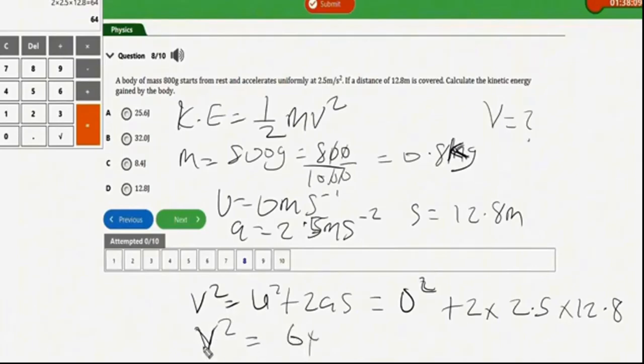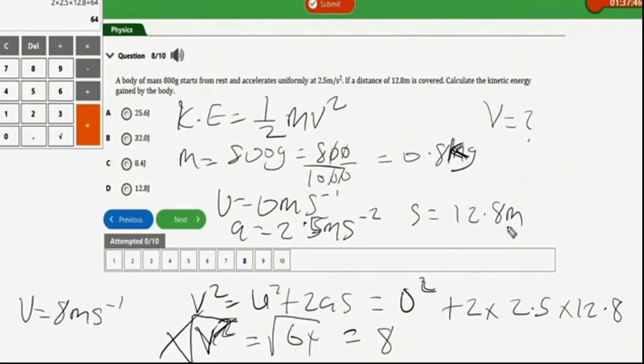So to solve this, use square roots on both sides. This is square, so the square root cancels this square here. So the square root of 64 will give us 8. So our v equals what? 8. Let me write it here. v equals 8 meter per second.